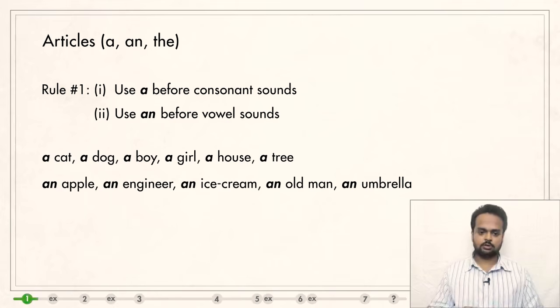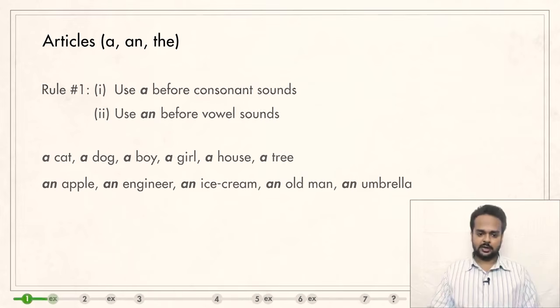In this next set of words, you see that they all start with a vowel sound. Apple starts with a, engineer starts with e, ice cream starts with I, old with o, and umbrella with a. So we say an apple, an engineer, an ice cream cone, an old woman, an umbrella, and so on. In speech, we don't say an, we say un.